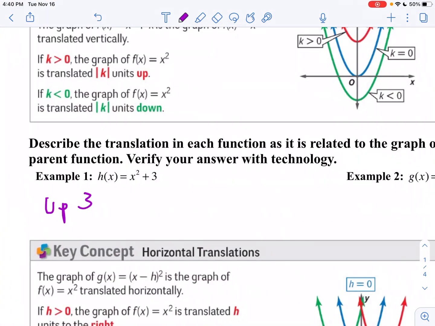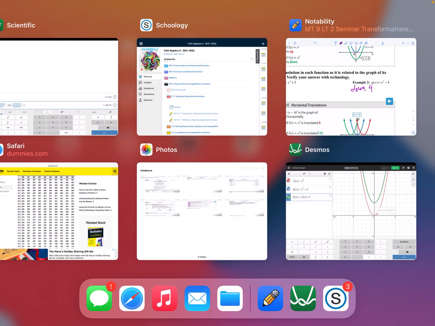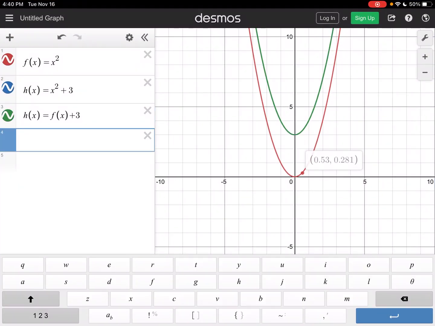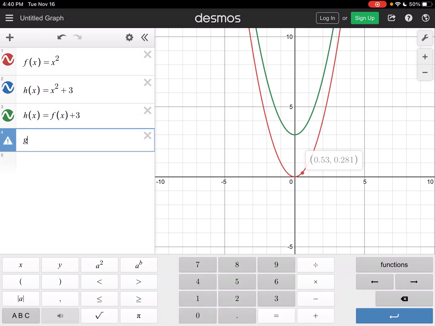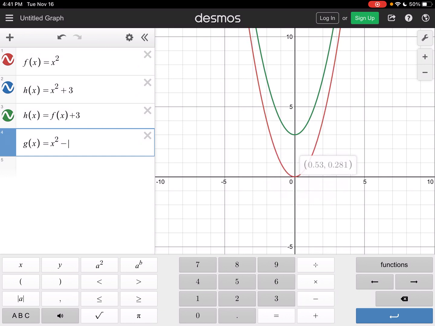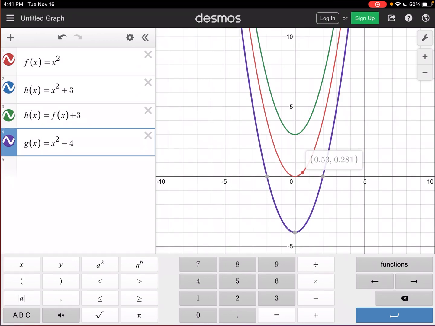So if I take a look at example 2 then, if I see x squared minus 4, I'm thinking that's going to be down 4. So let's do g of x equals x squared minus 4. And my purple graph has been moved down 4.